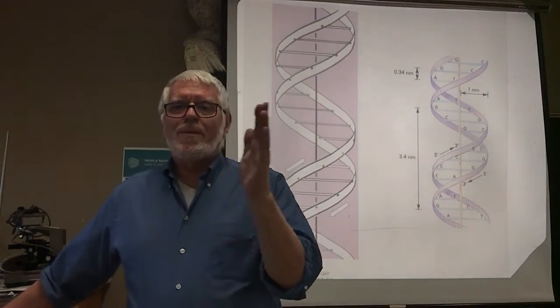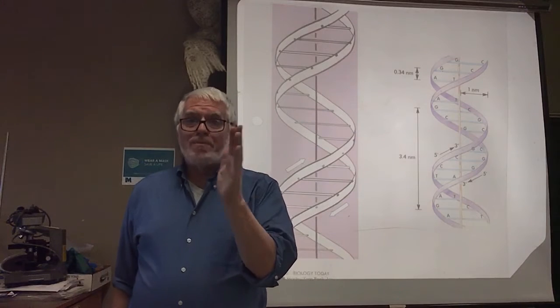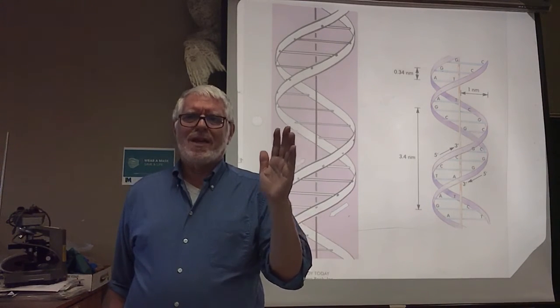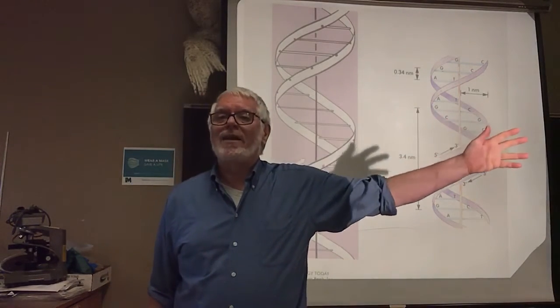Okay, so you're reading 3 by 3 by 3 by 3, and then one of your 3 is missing a piece. So now you're starting the next 3 a spot earlier, which changes it. And it changes everything from there on.